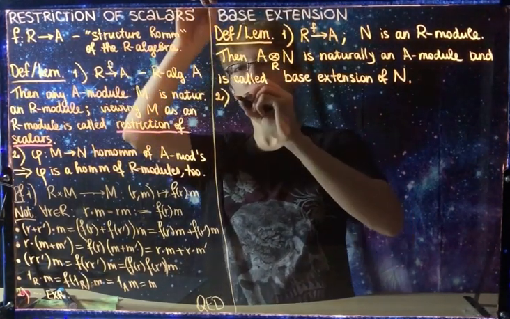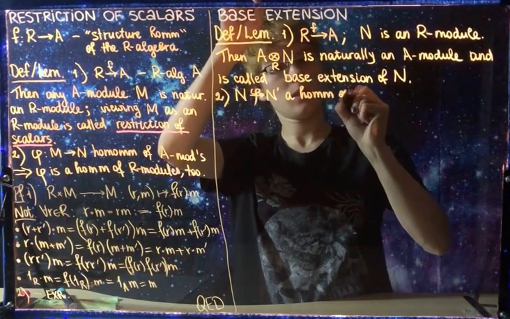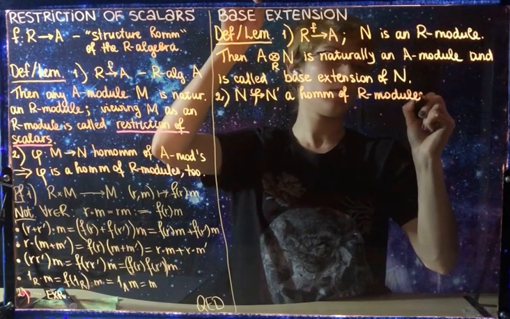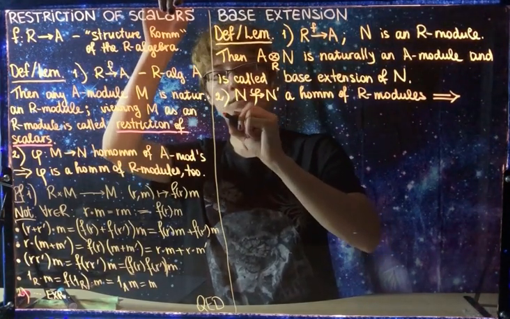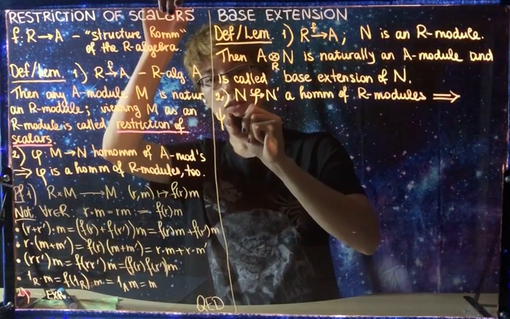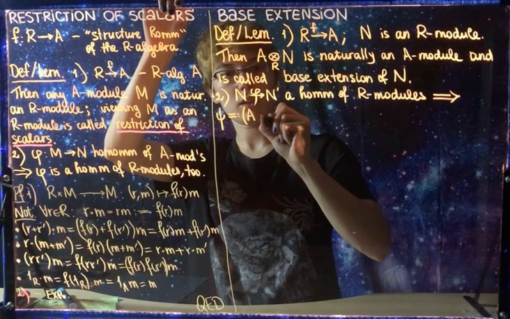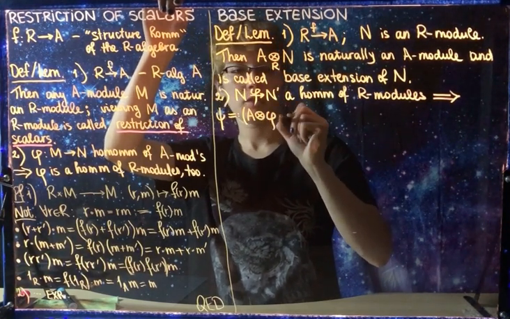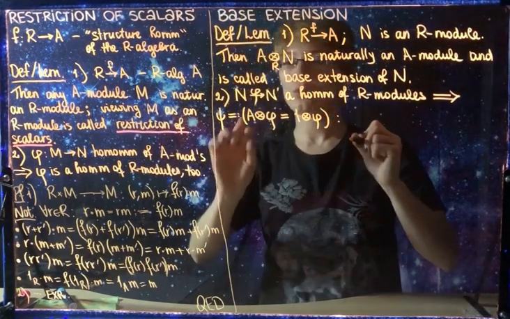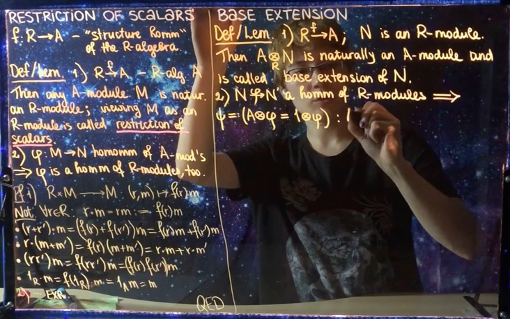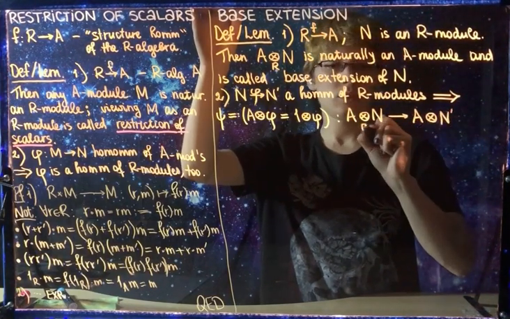And furthermore, if we have phi, a homomorphism of R modules from M to M prime, then psi, which you can also write as 1 tensor phi, is an induced homomorphism of A modules. A tensor M goes to A tensor M prime, tensor over R.